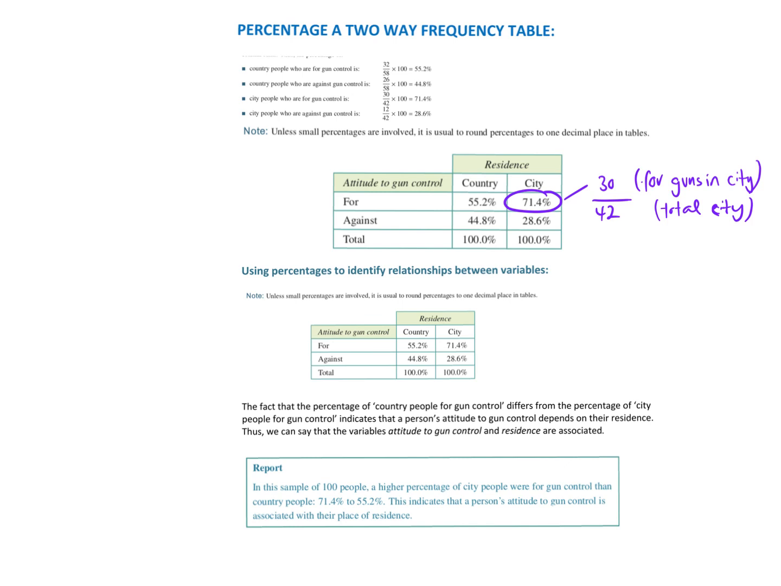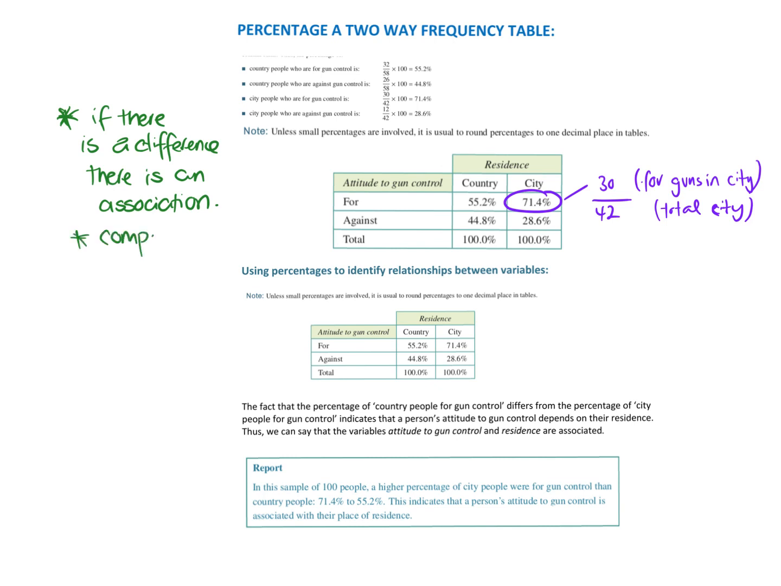Once we've converted it to a percentage, what we're going to do is see if there's an association. We might just want to write a little note over here: if there is a difference, there is an association. Okay, and the other thing you want to do is compare one category.